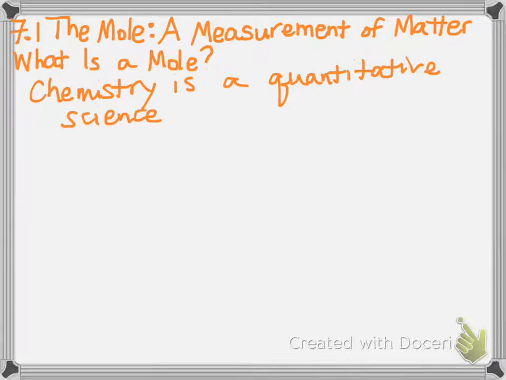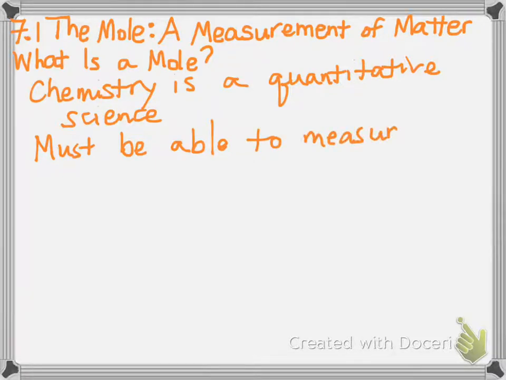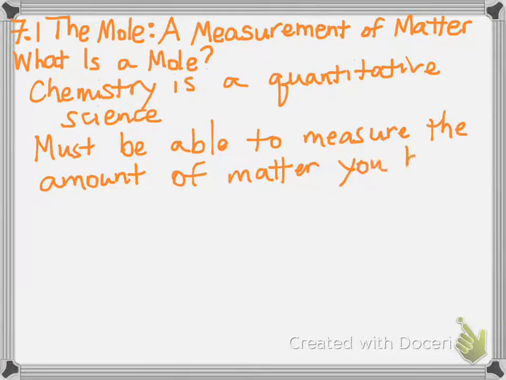And part of the reason we use numbers and units quite regularly in science is because we must be able to measure the amount of matter you have. Okay, so somehow you have to be able to know how much matter do you have.